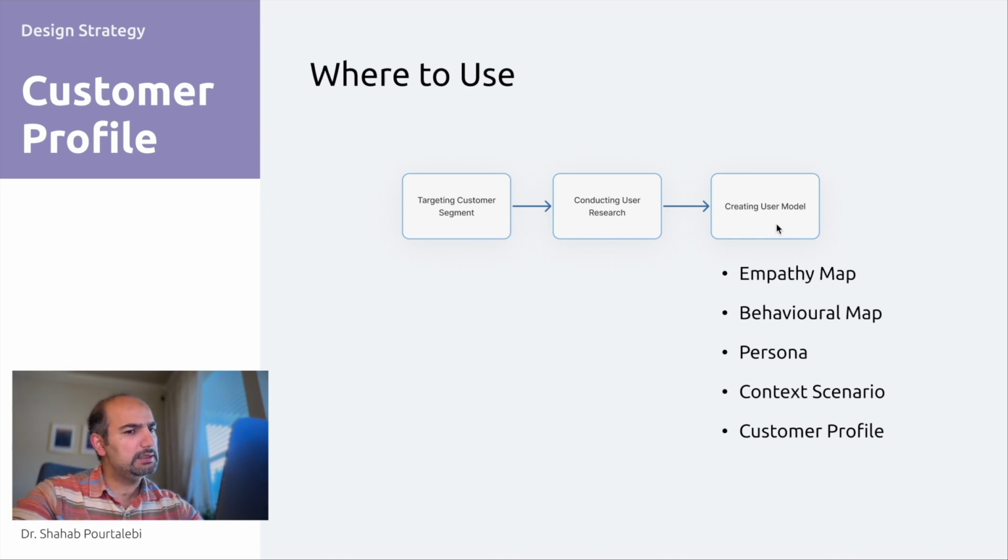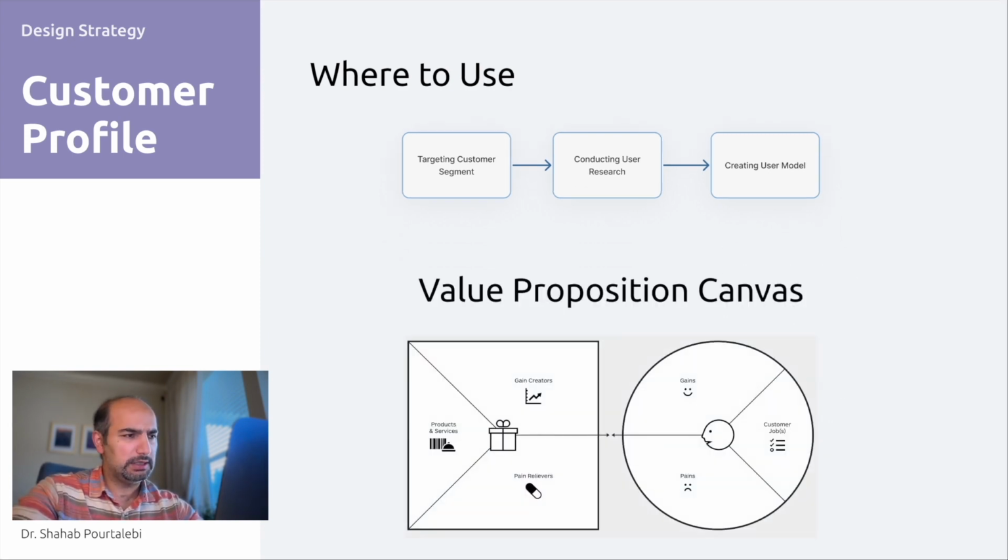But to create this user model, we have different choices, different tools: empathy map, behavioral map, persona, context scenario, customer profile. So these are the tools that we usually use in the design process to make sure everything's ready for our ideation and conceptualization step. And design a strategy, because everything's related to business and we want to study everything from this business perspective. So value proposition canvas is a great tool, and value proposition canvas has two parts.